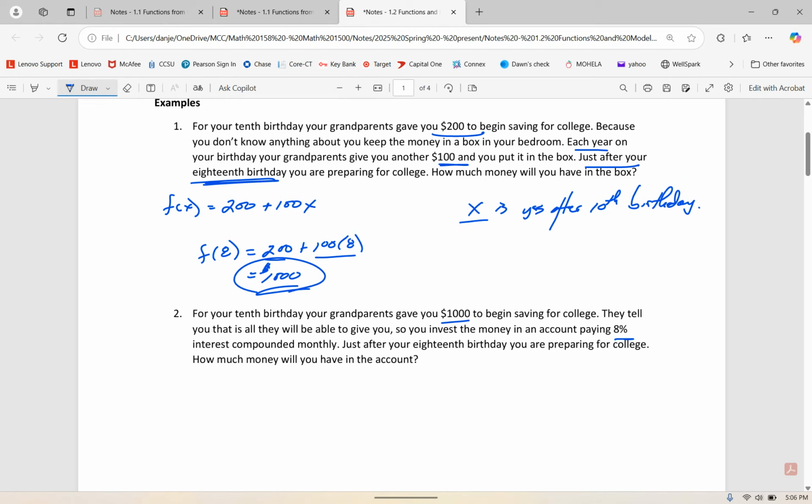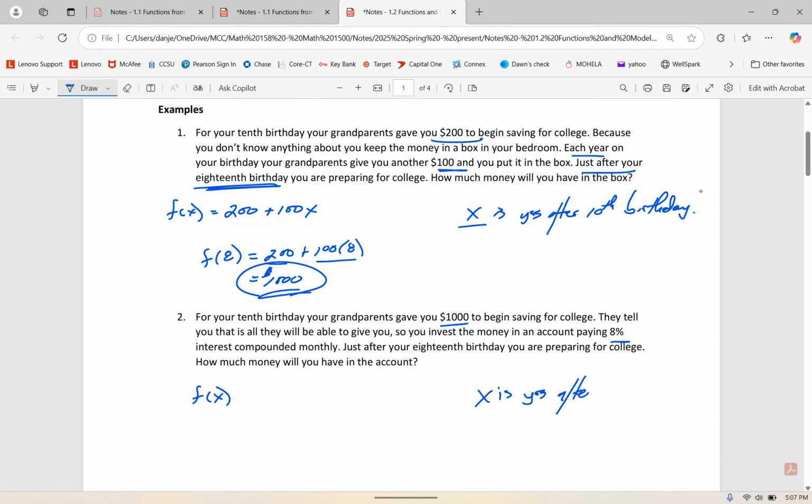Now, our second unit of this course is going to have a lot more to do with investments and growth and equations, with all of those things in the functions and modeling. But we're going to say that f of x, the amount of money you have in my account, again, x is the years after your 10th birthday. But I'm going to take the $1,000 and I'm going to invest it in an account paying 8%. So I'm going to multiply that times 1.08 to the x. Okay? So that will be the amount of money that I have in my account after x years.